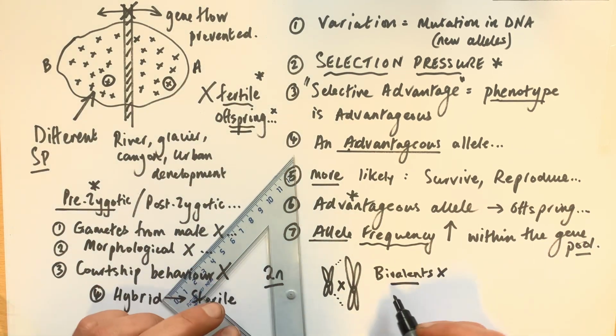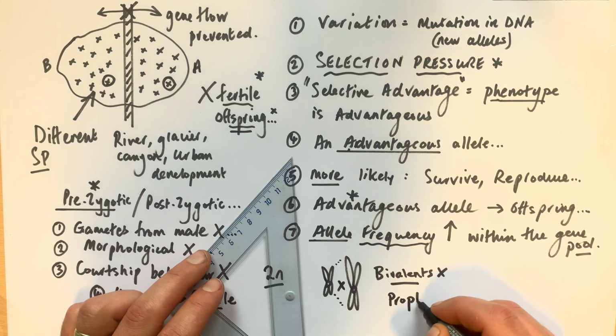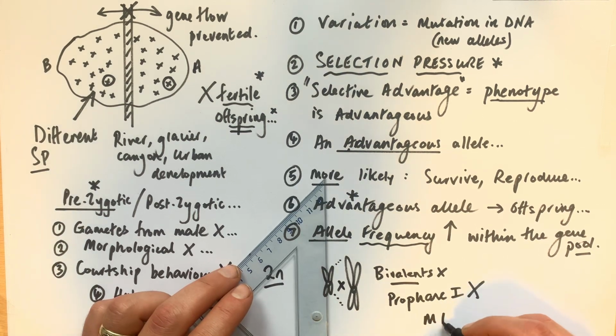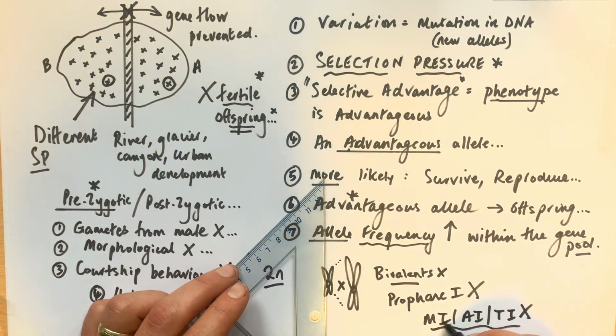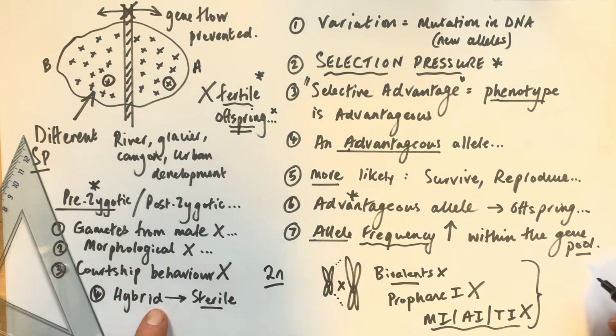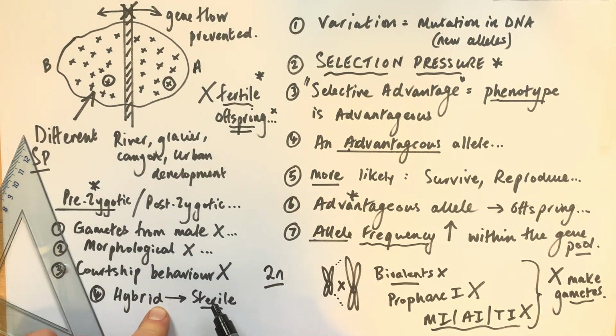Now, if they can't form bivalents, that means that prophase 1 cannot finish, and therefore you don't get metaphase 1, anaphase 1, telophase 1. So they're all prevented from happening. And if these things don't happen, it means that these hybrids, which are sterile, cannot make gametes because meiosis cannot finish. So it's called hybrid sterility.